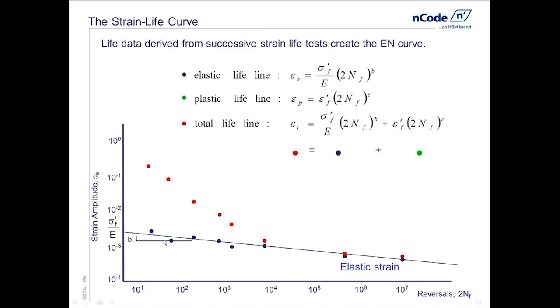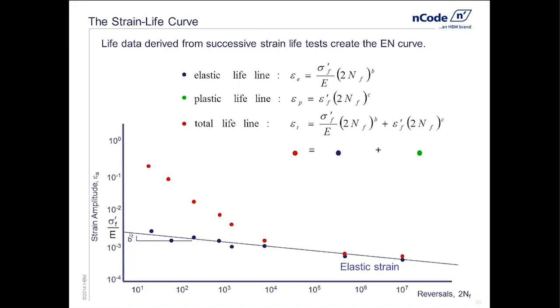And from this, we get two parameters for the strain life equation. One is B, which is the slope of this elastic line, and the other is the intercept. The intercept is described in stress because it's elastic. We're just dividing it by E, so it goes on the strain axis, which is the vertical axis. So sigma F prime and B are the parameters for the high cycle behavior.